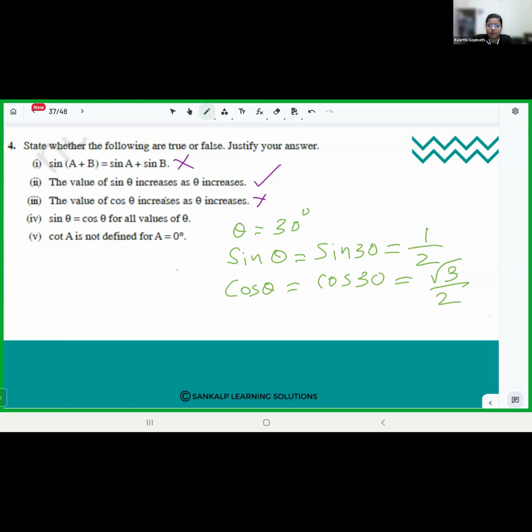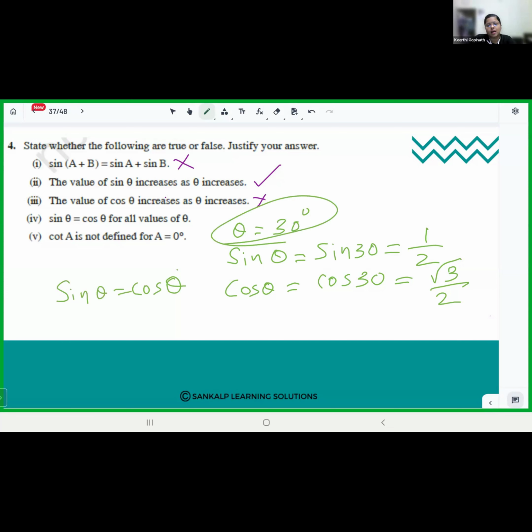Now, what can you say about sine theta and cos theta from those values? Are they equal? They are not equal. One is 1 by 2 and one is root 3 by 2. So, can you say sine theta is equal to cos theta for all values of theta? For one value itself we got, right? If you similarly check for 60 degree also, you will get another value. So, it is not true for all values.